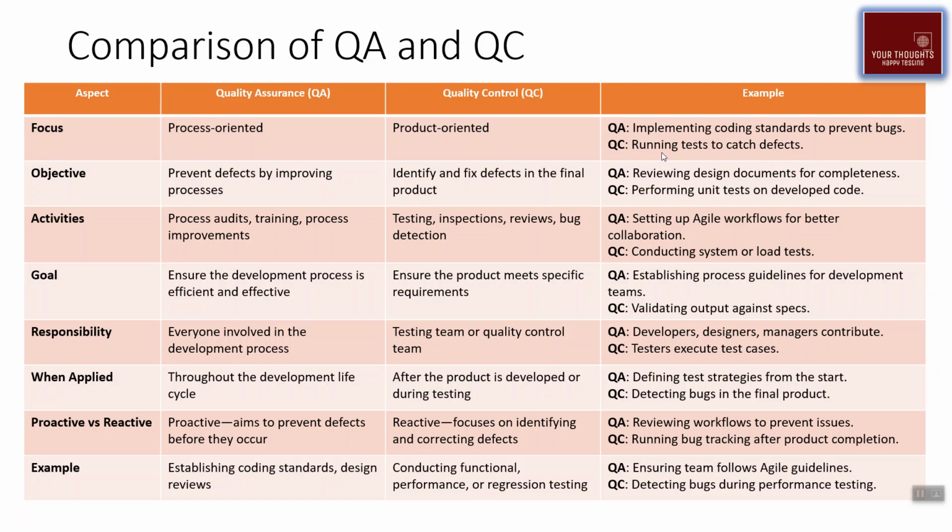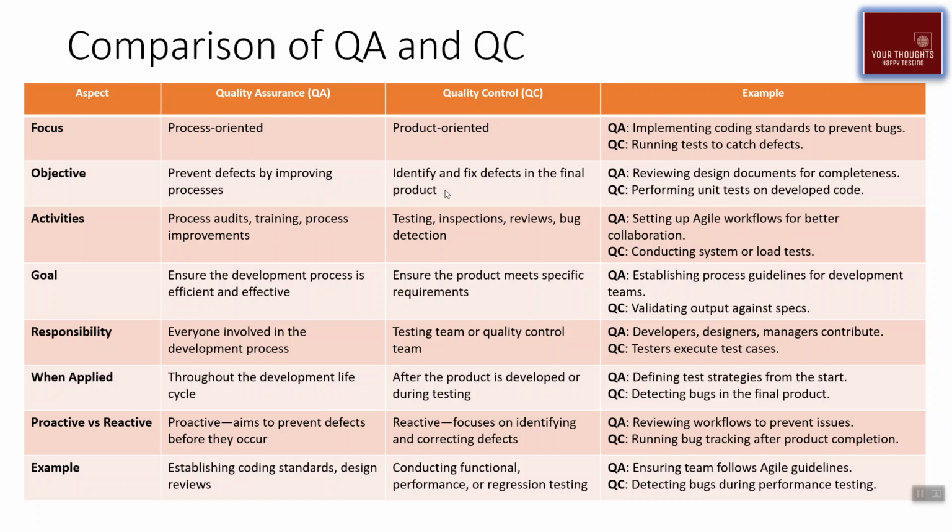In the QC part, we run tests to catch the defects. We will see if we have missed anything from the defined standard in the coding practice, so we go and run our test cases to catch the defects. That's how these two differ. We have discussed examples, and now the objective: prevent defects by improving the process. Definitely, it is generic, because it's a process not specific to any product or any project.